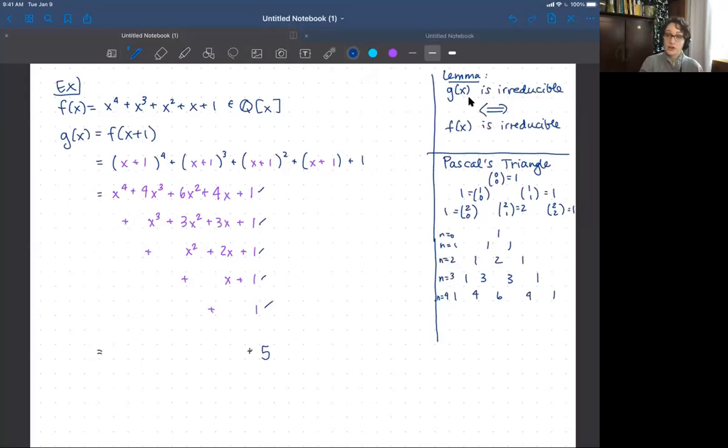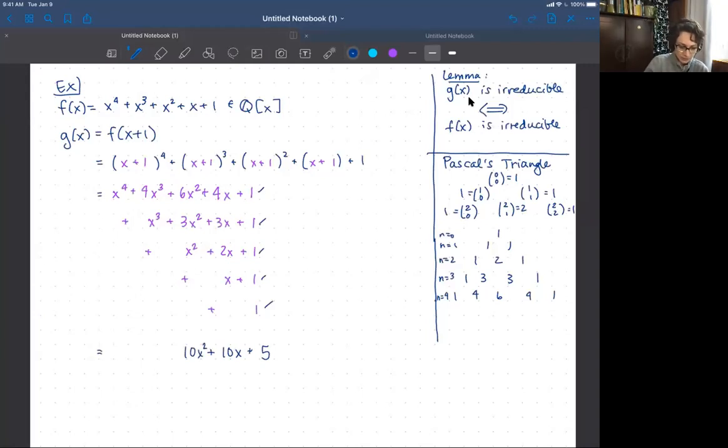But I want to make sure the other coefficients, up to the leading coefficient and excluding the leading coefficient, are divisible by 5. So let's see. I take 4 plus 3 plus 2 plus 1. That's 10x. So far, so good. 6 plus 3 plus 1 is another 10. So I get 10x squared.